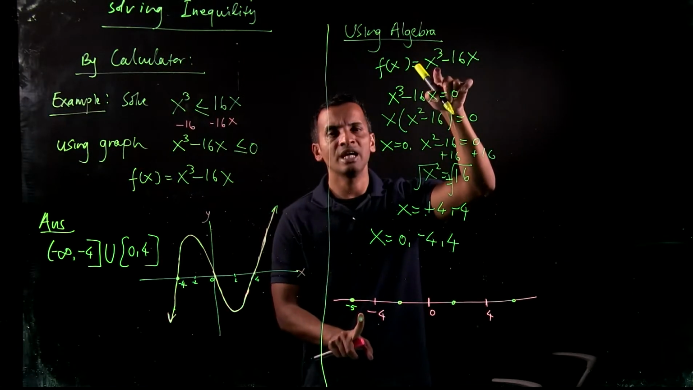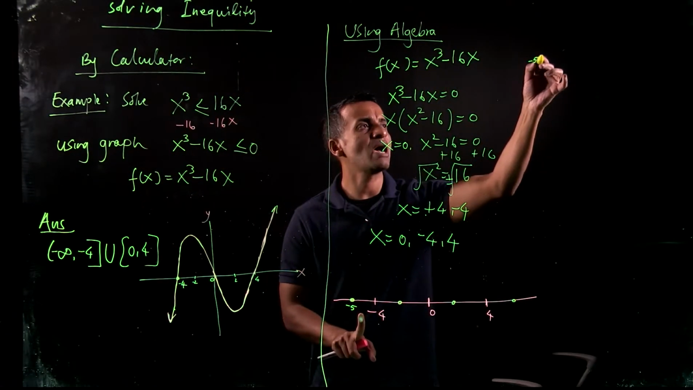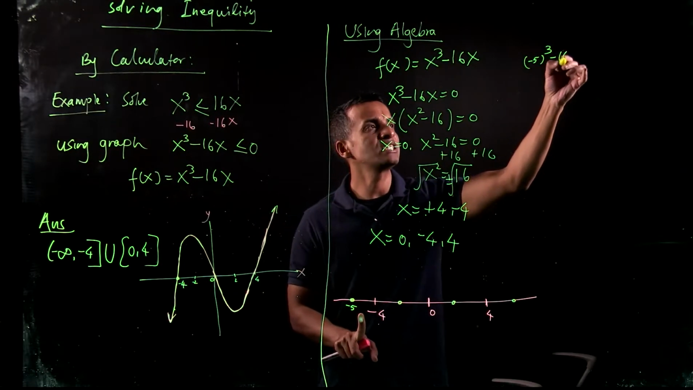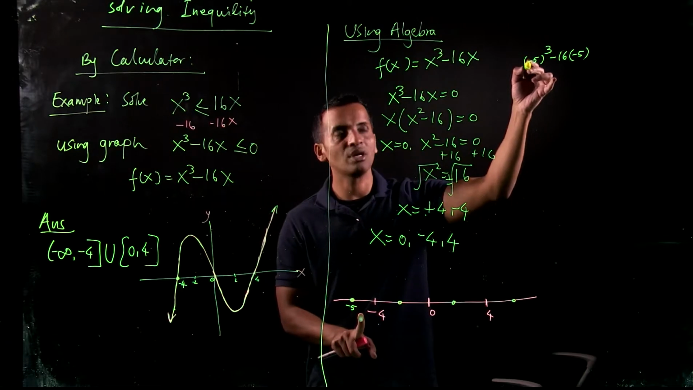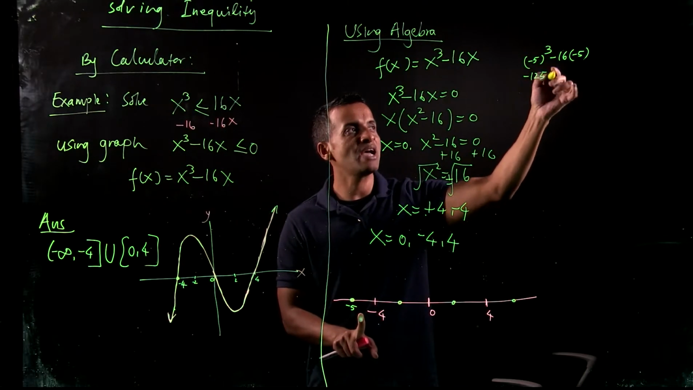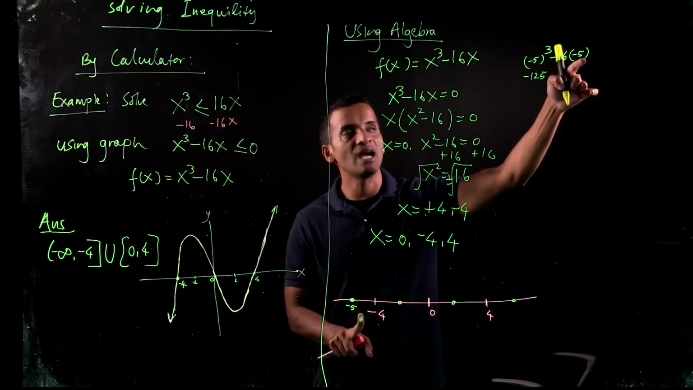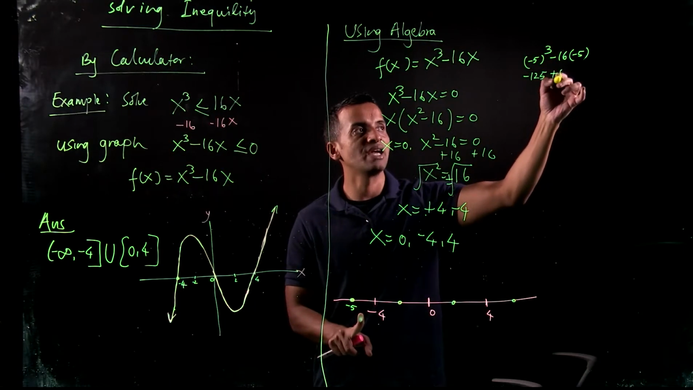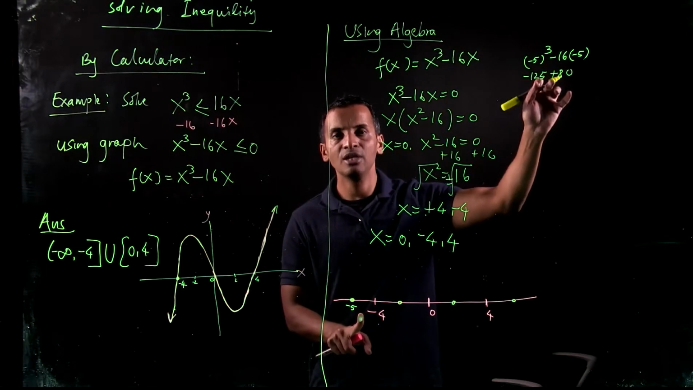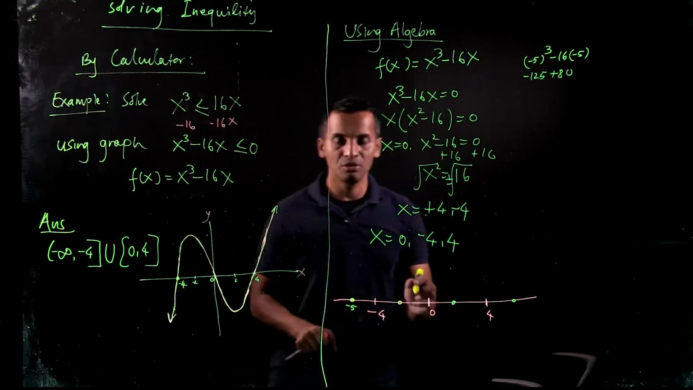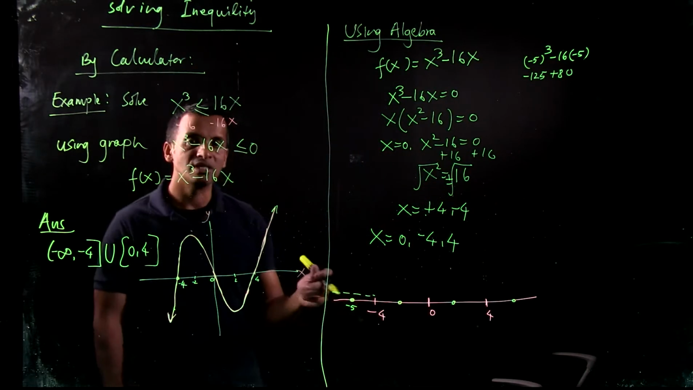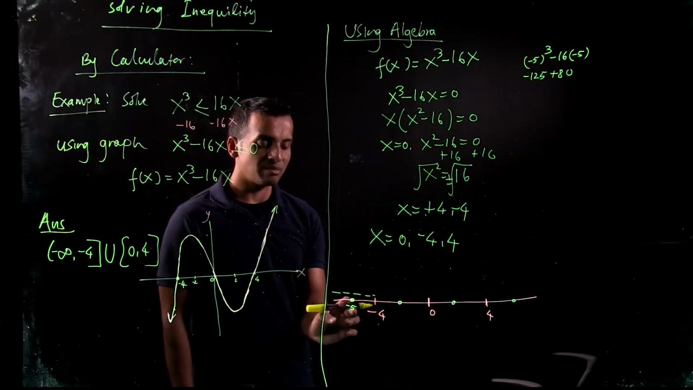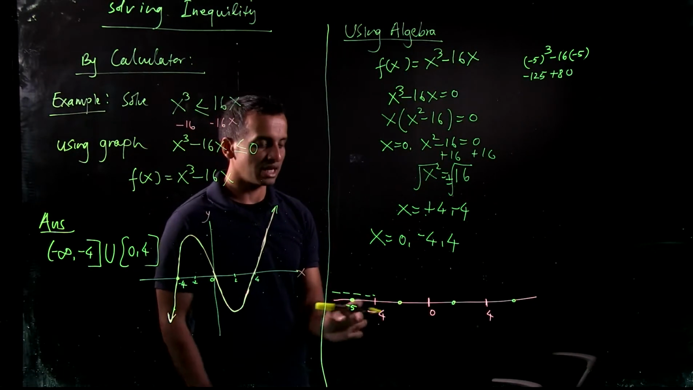So what do you get? If you plug -5 for x, you will get -5 cubed minus 16 times -5. What is that? -5 cubed, if you use a calculator, is -125. -16 times -5 will be plus 80. Is it positive or negative? It will be negative, right? Alright, so you write minus, minus, minus. So all these pieces will be filled with a negative sign because at the test point it is negative.